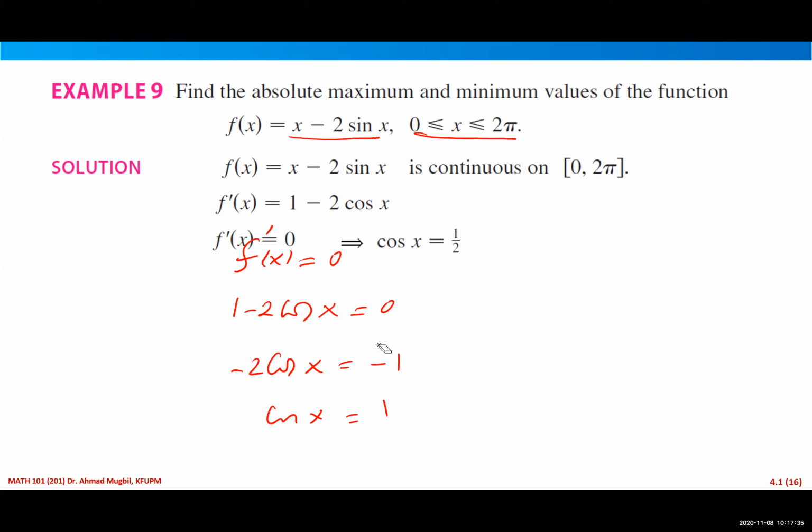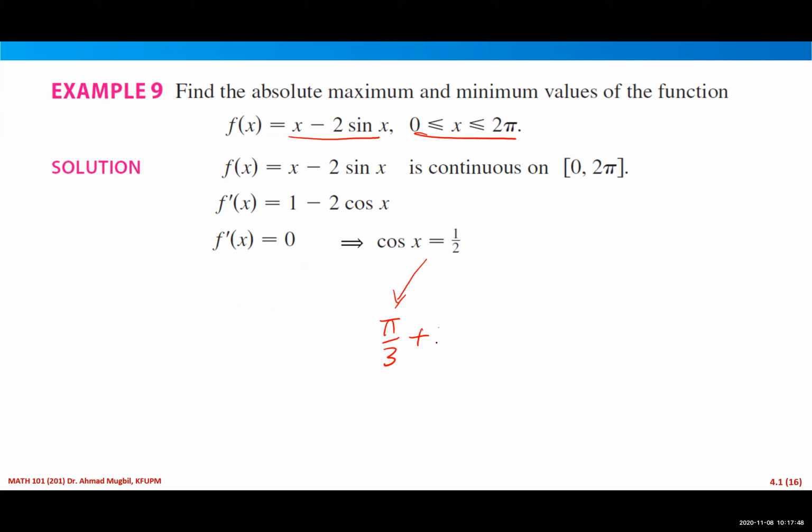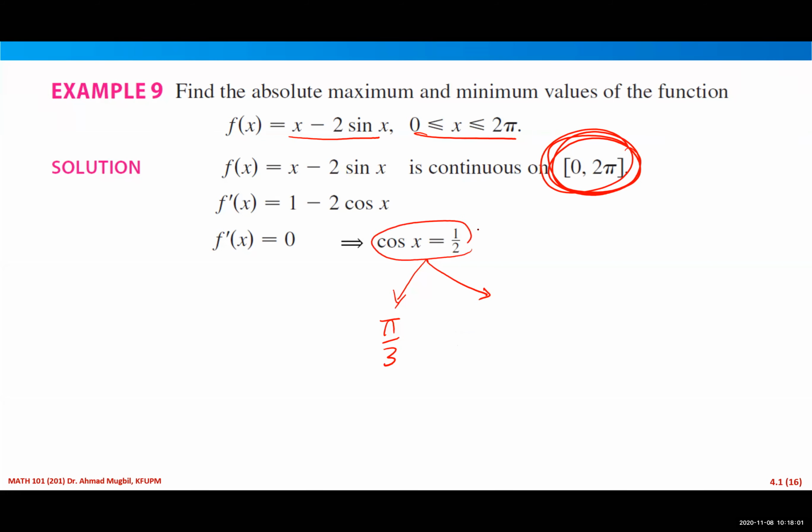What is x? Cosine x equals a half. Think. Pi over 3, plus n pi. Yes, pi over 3 plus n pi. But there is an interval. Focus, it is a given interval. So it is pi over 3 and what? Cosine is positive, so we are in the first quadrant or the fourth quadrant.